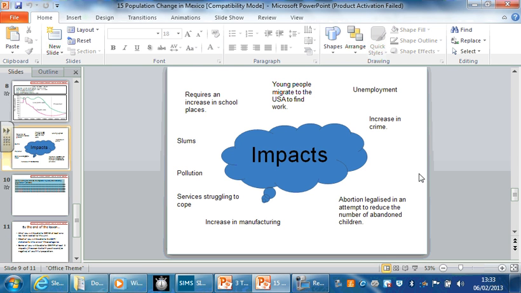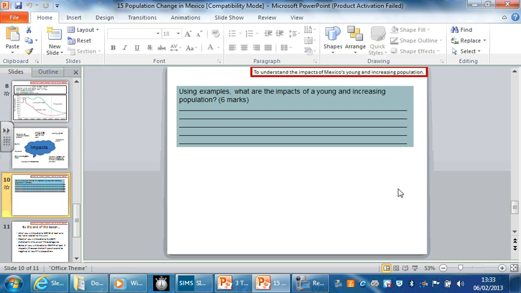So we've looked at the impacts there. We've got positives and we've got negatives of this young and increasing population. So what we looked at, final thing in the lesson, we looked at an exam question. Okay, so using examples, what are the impacts of a young and increasing population? So when you're answering this question, you need to think of Mexico. You need to think of both the positives and the negatives and get those in your answer using the clear examples that we've run through in this lesson.